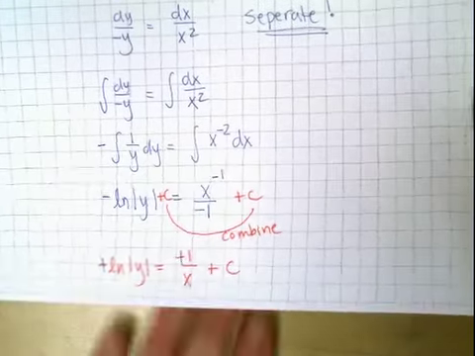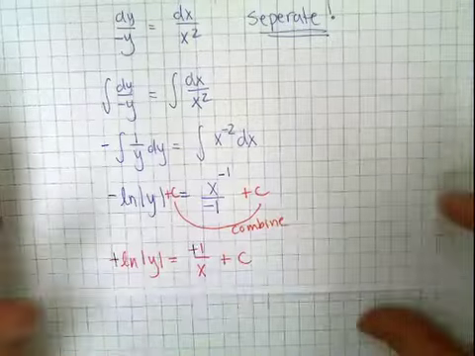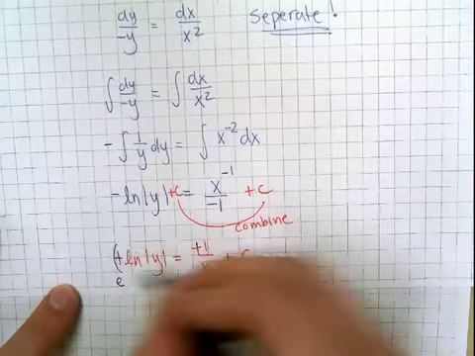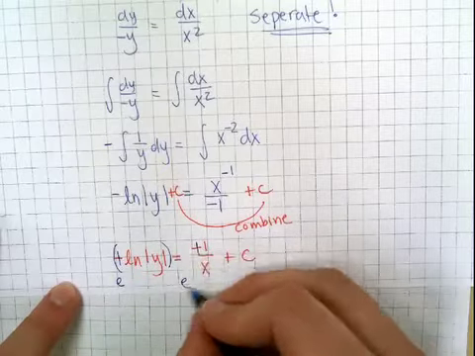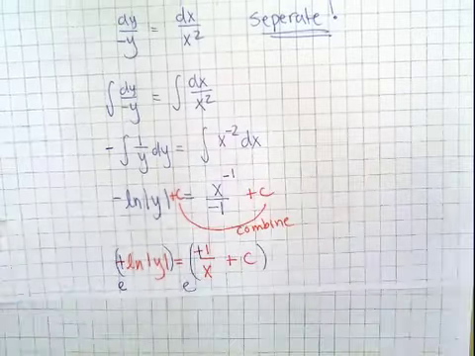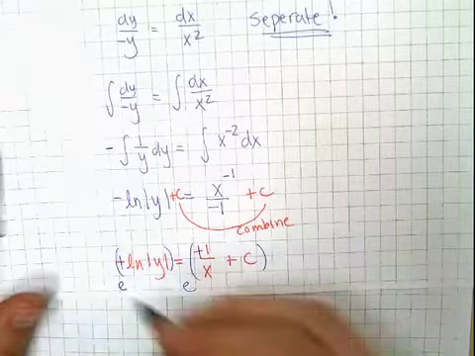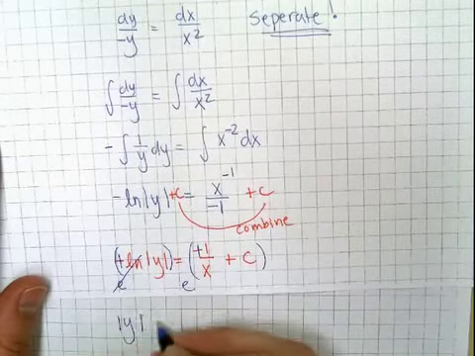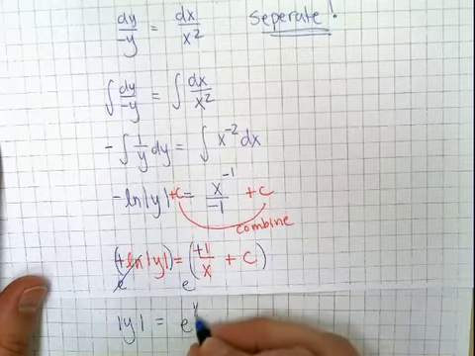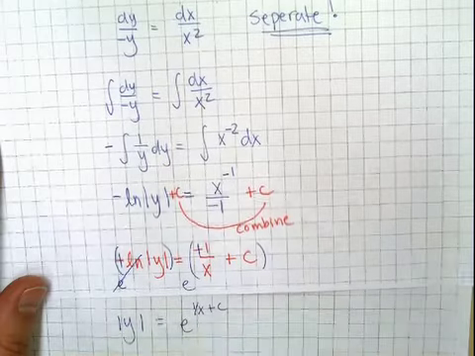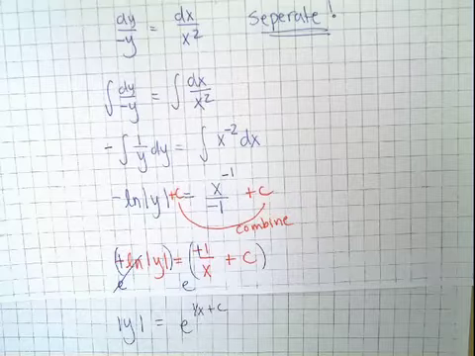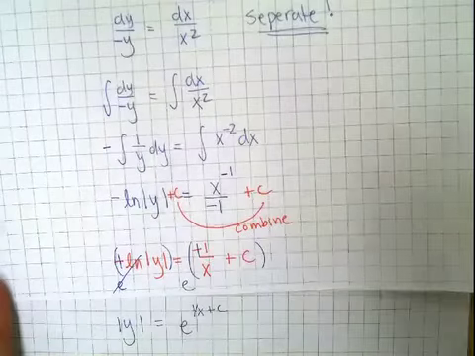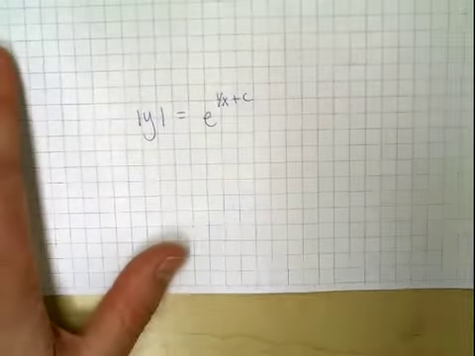And what I'm going to do next is solve for y. To get rid of the natural log, I'm going to use e. e to this power of natural log, and e to the 1 over x plus c. That's how I'm going to get rid of everything. e and natural log cancel each other. So I have absolute value of y equals e to the 1 over x plus c power. Just like that. So the next move is I'm going to get rid of the absolute value.